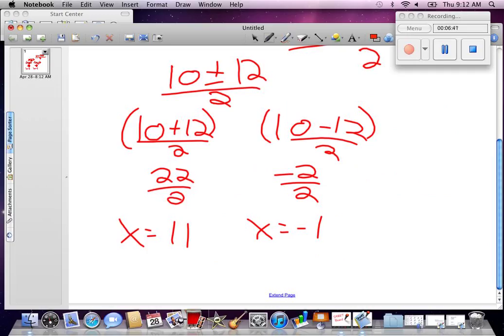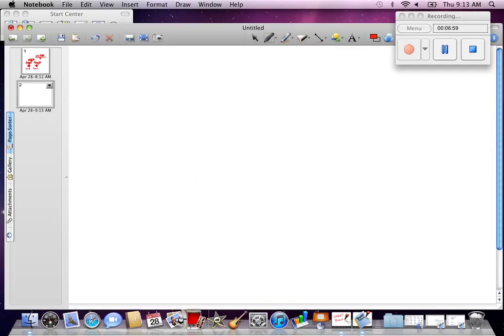Any questions about how to use the quadratic formula? 1, 2, and 3 are exactly the same as we did. Any questions? All right, let's move on to the discriminant. We're going to do number 8.